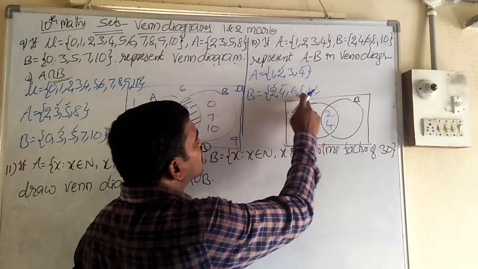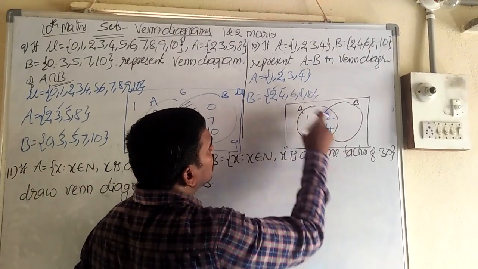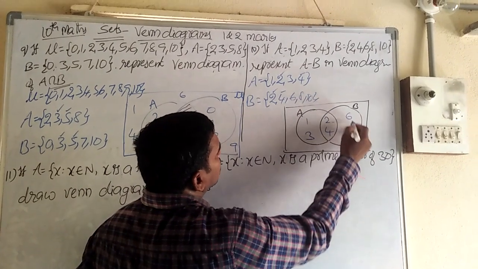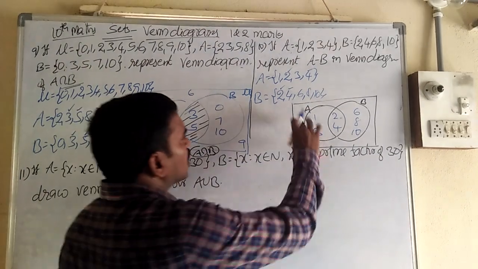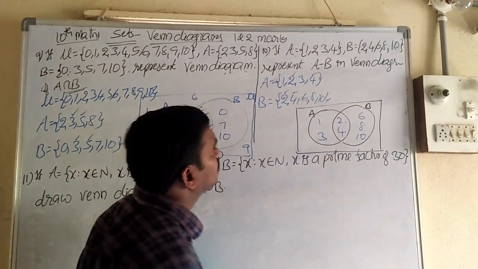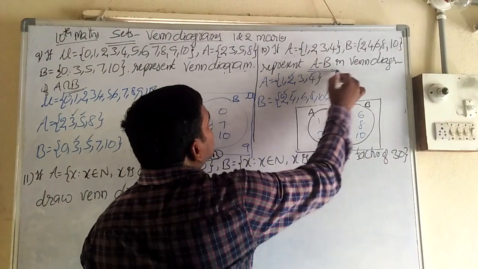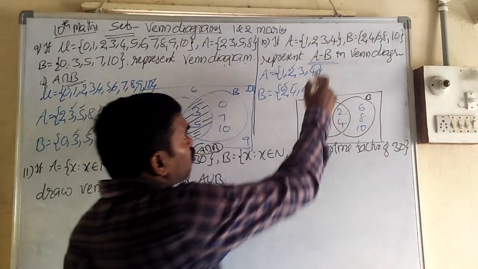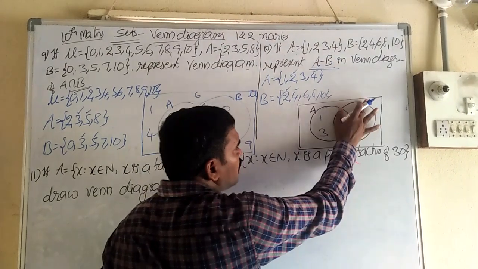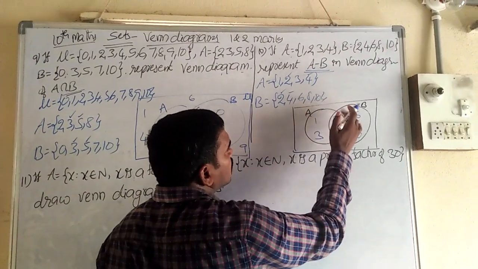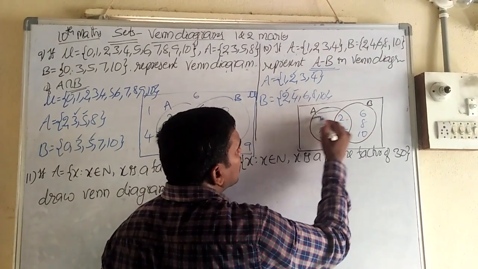B means what? 2, 4, 6, 8, 10. 2, 4 are already written. And what are remaining? 6, 8, 10. Here the universal set is not given, so nothing can be written outside. Here the question is for A minus B, which means remove B. Subtract B from A. So remove B from A. So this is the A minus B part.